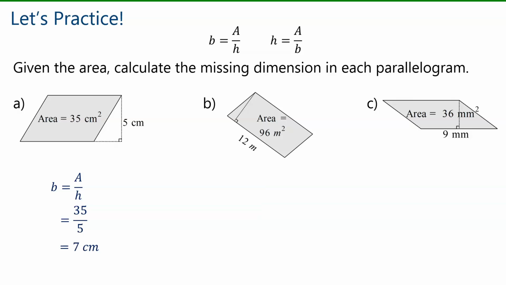Now for B, I have an area of 96 and I have a base of 12. So this time I'm looking for the height. So again, I'll divide the area by the base to give me 8 meters. Now for C, I am looking for the height yet again. So dividing the area by the base gives me a height of 4 millimeters.